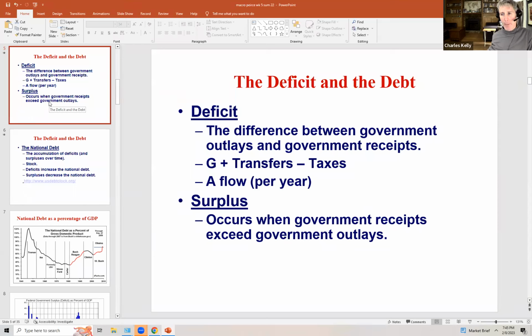But we know what's been happening for quite some time, really ever since the 90s, is that federal government expenditures exceed tax revenues. So when tax revenues fall short of expenditures, the government incurs what's called a federal budget deficit. Now, in one year, if tax revenues were greater than expenditures, we'd have a federal budget surplus. That hasn't happened since the 90s.